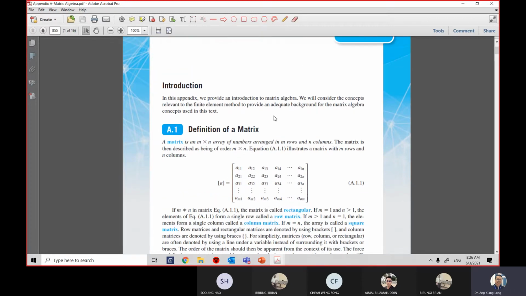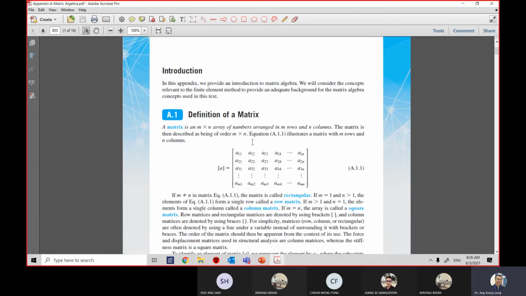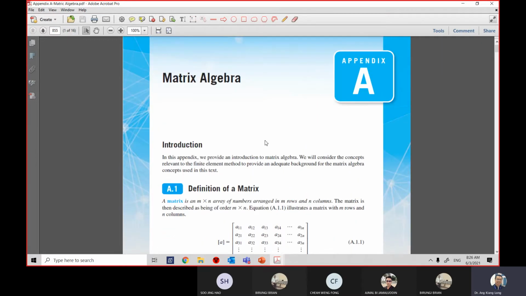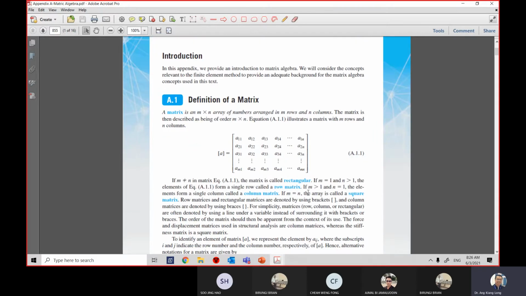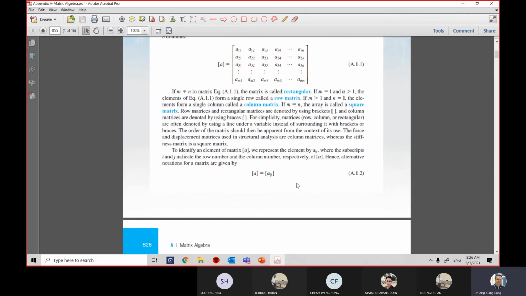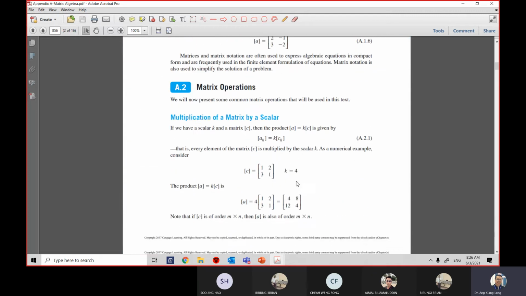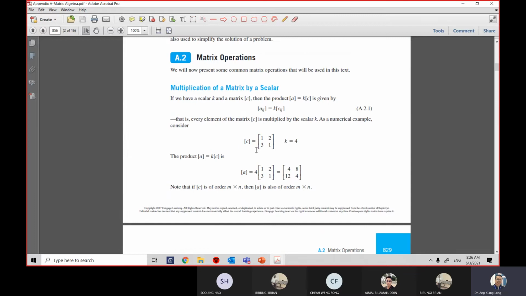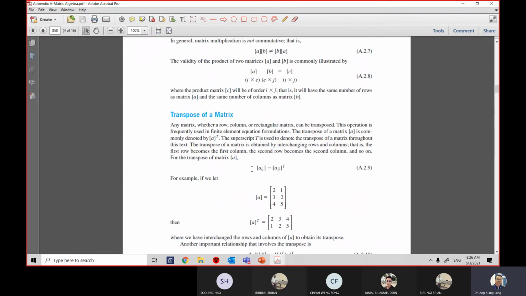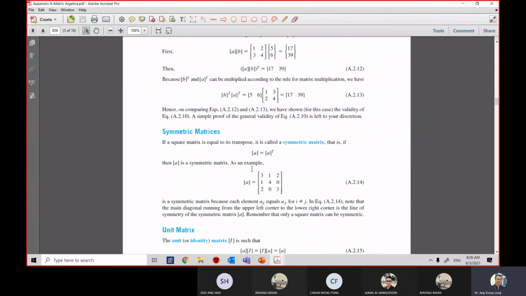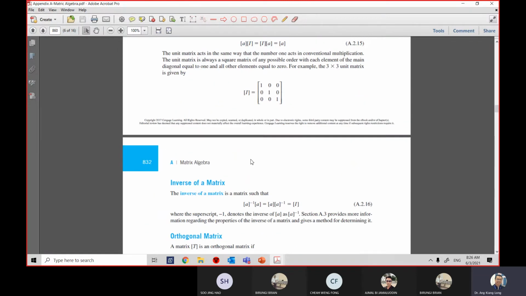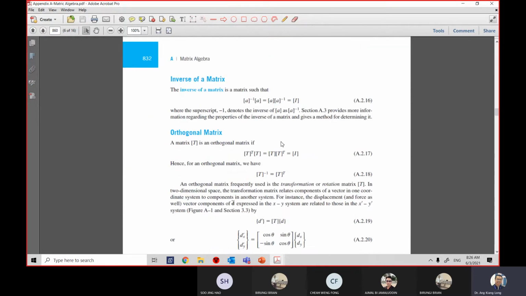Okay, so as homework for today, please go through this appendix to refresh your understanding of matrices. What are matrices? When you talk about a rectangular matrix, what does it mean? What are the rows and columns? How do you do matrix operations? How do you do multiplication? How do you do addition? How do you do transpose? What do you do when you have a symmetric matrix? What does it mean? What is the inverse matrix? How do you do the inverse matrix?